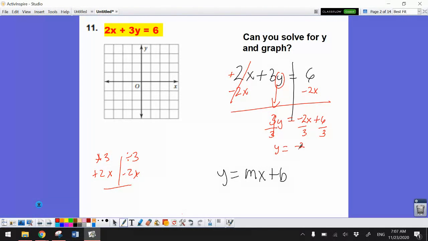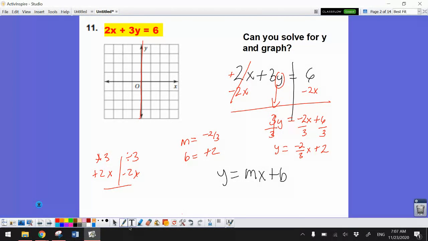Negative 2 over 3. Now, I know negative 2 over 3 is actually simplified as far as it's going to go. It is not going to simplify any farther than that, but I can always use my Desmos calculator to double check that. And if I take 6 divided by 3, I get plus 2. So I see from my equation that my m is negative 2 over 3 and my b is a positive 2. Okay, so to review real quickly how we graph, we always start with our y-intercept.